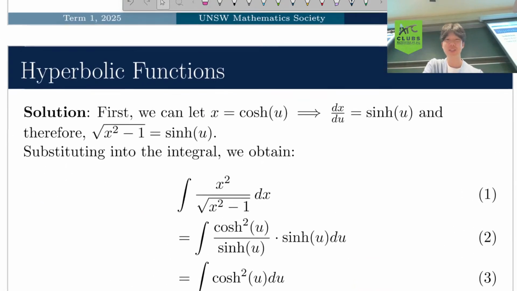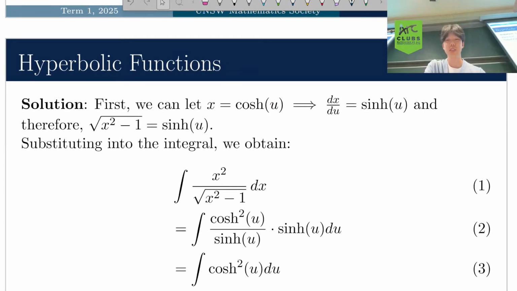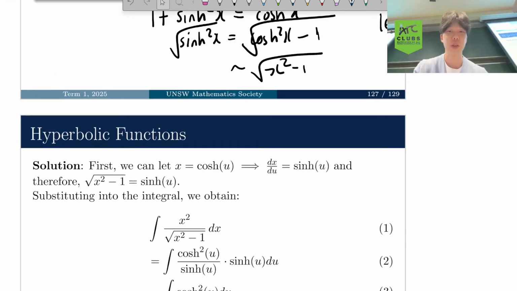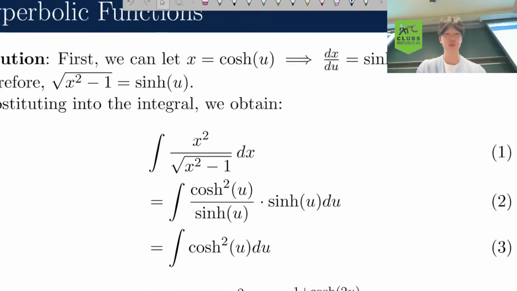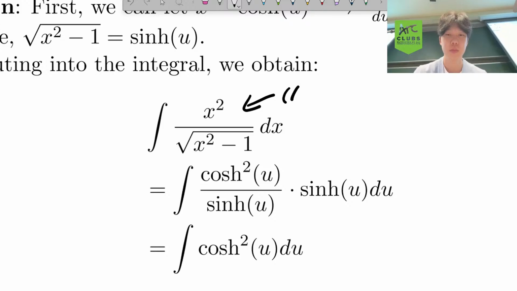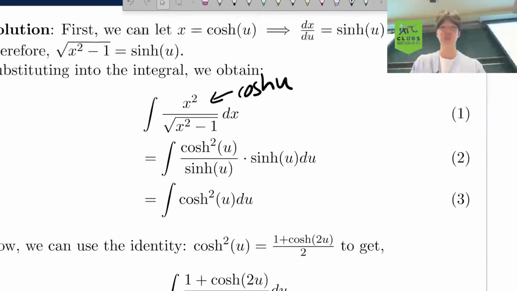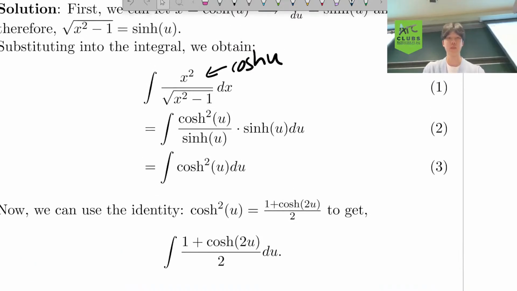We're going to let x equal cosh, or okay, this time I let u. So dx on du is sinh of u. So root x squared minus 1 is sinh of u from what I showed earlier. So if we substitute into the integral, we put cosh u into here. So we get cosh squared of u over sinh of u times sinh of u du. And then we get cosh squared u left.